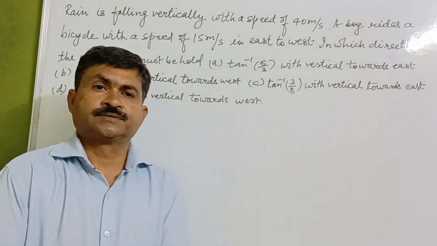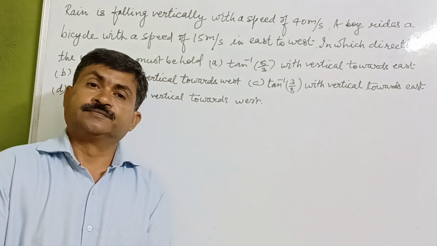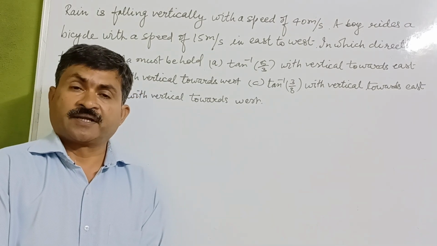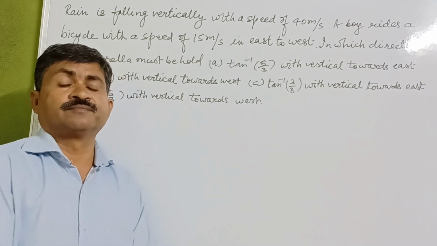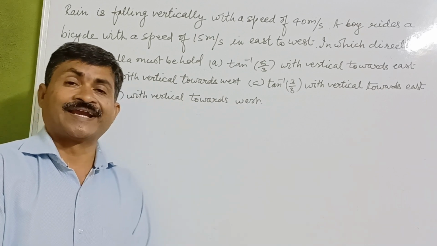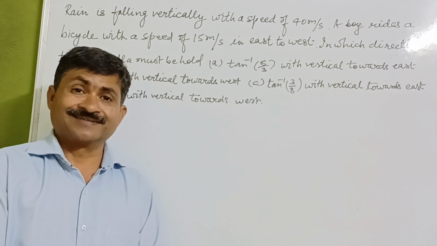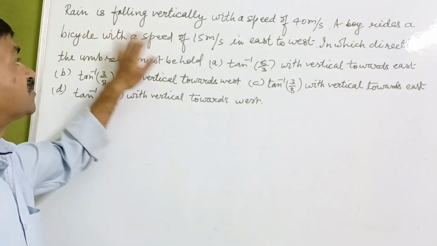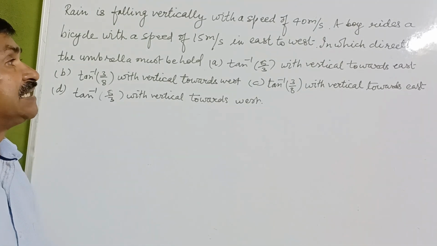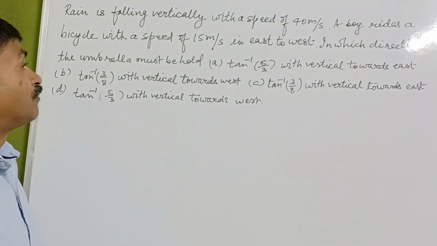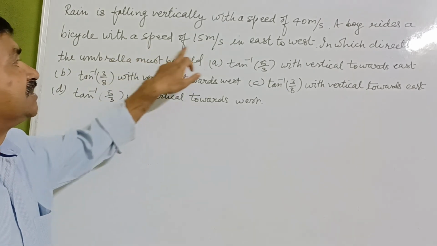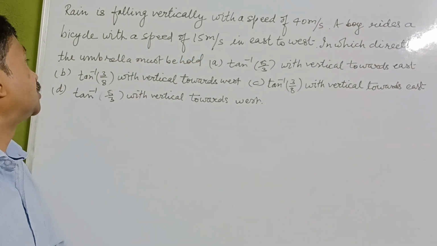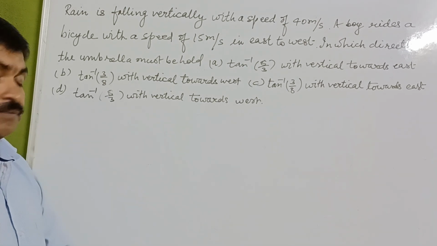Dear students, we have numericals based on motion in a plane, and it is basically based on relative velocity and its direction. Now here, if we go through this numerical, rain is falling vertically with a speed of 40 meters per second. A boy rides a bicycle with a speed of 15 meters per second from east to west. In which direction must the umbrella be held?